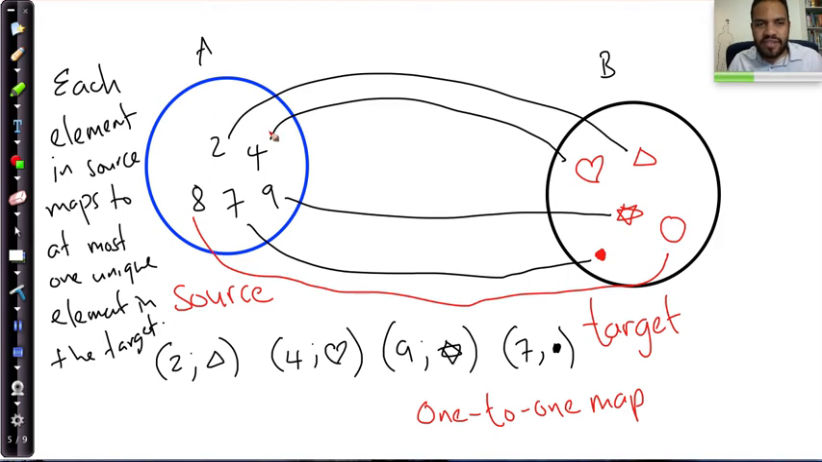Does it satisfy it? So you ask yourself, let's check 2. Does 2 only have one friend in B? And the answer is yes. Does 4 only have one friend in B? Yes. 9? Yes. 7? Yes. 8? Yes. Every element in the source over here is mapped to exactly one element in the target. So we can consider this thing over here to be a function. So I'm just going to write it big over there. This is a function. Yes.